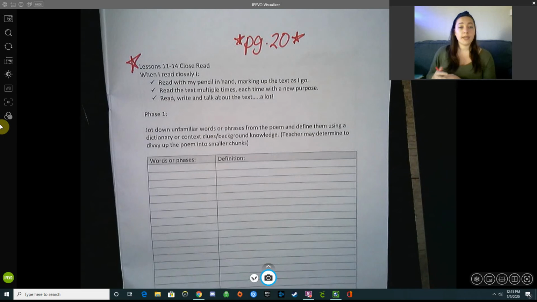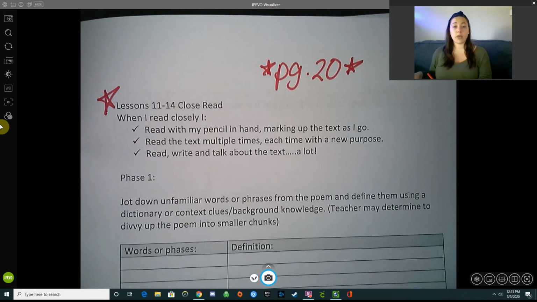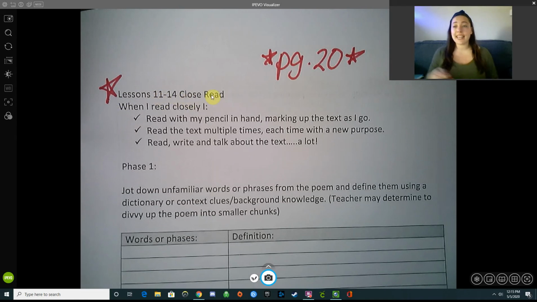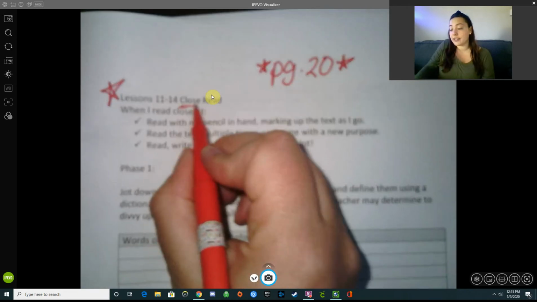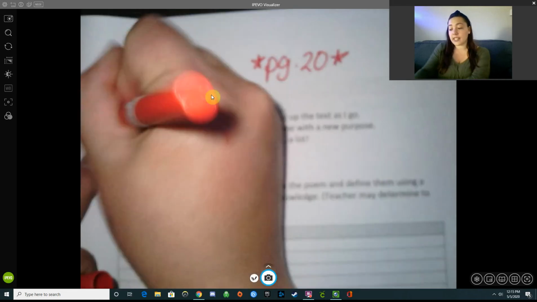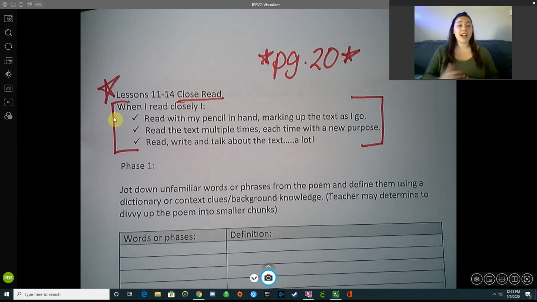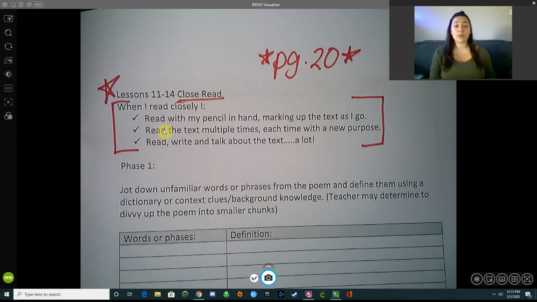On page 20, you will see our directions, and we are going to go over the directions before we read this poem. So our directions say, again, we are on lessons 11 through 14, and this is a close read. We know what a close read is. We've been doing this since the beginning of the school year. So when I read closely, I, number 1, read with my pencil in hand, marking up the text as I go. So I need to see marks on your papers, friends.